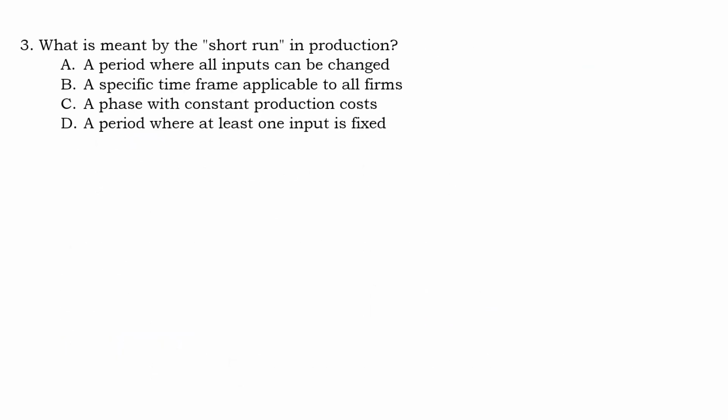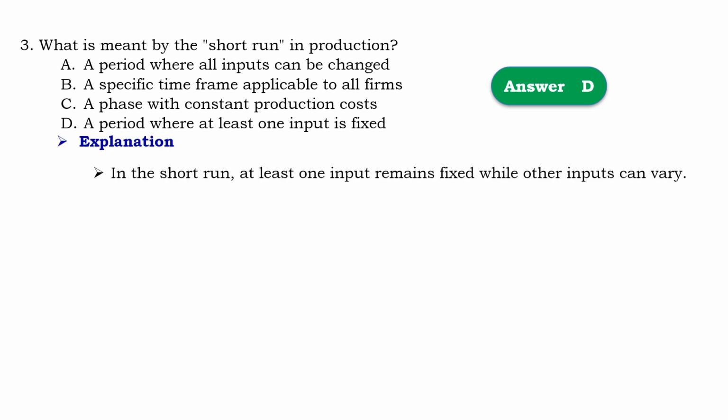Question number 3. What is meant by short run in production? So that should be D, a period where at least one input is fixed. Means that in the short run at least one input remains fixed while other inputs can vary.